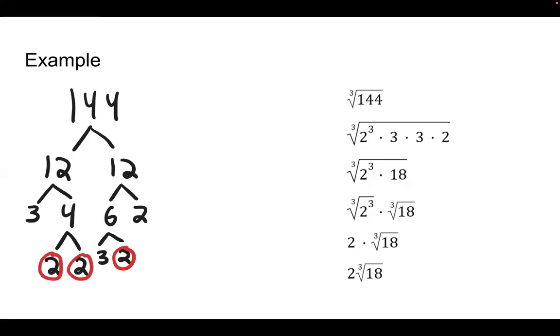And then using the product property, we can split that to be the cube root of 2 cubed times the cube root of 18, right? And then the cube root of 2 cubed will just be 2. And then we can multiply that together to kind of smush it together. That'll give us 2 times the cube root of 18.